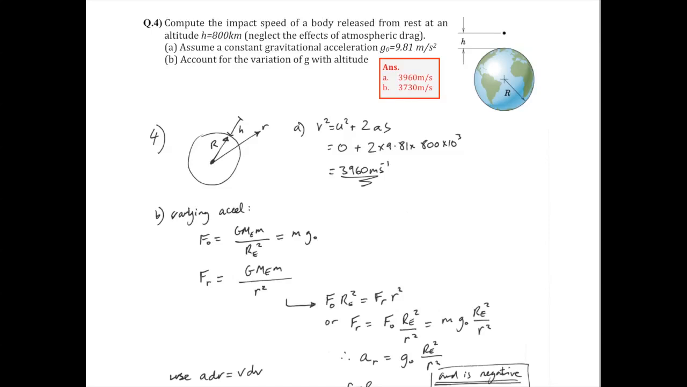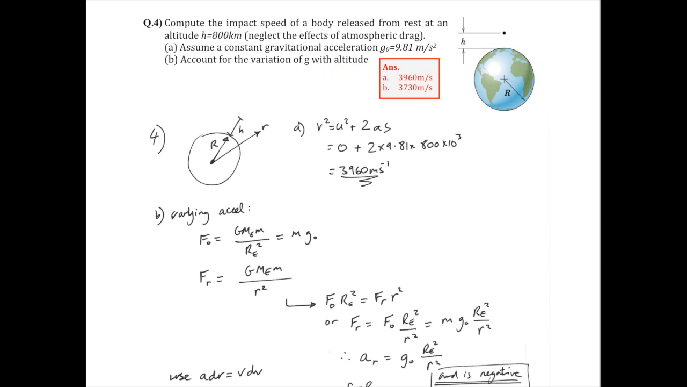In question 4, you're asked to compute the impact speed of a body released from a known height, 800 kilometers, neglecting the effects of atmospheric drag, so only due to the force of gravity. But in part A you assume that there's a constant gravity acting, whereas in part B you account for the variation of gravity with altitude.